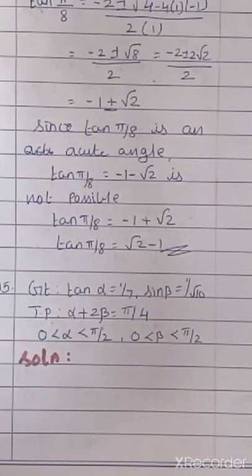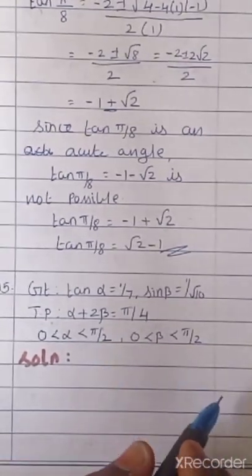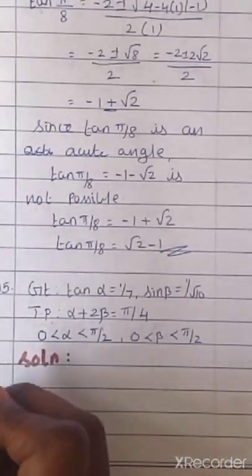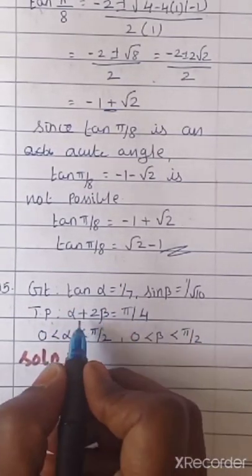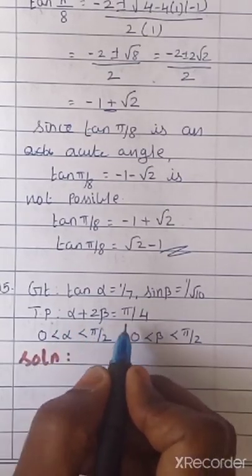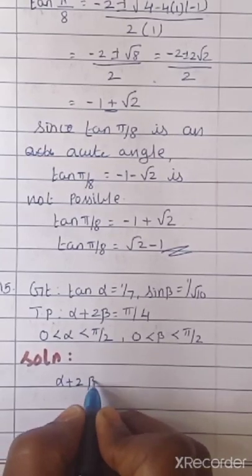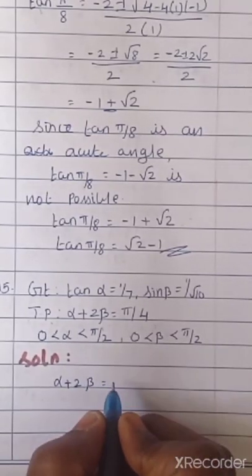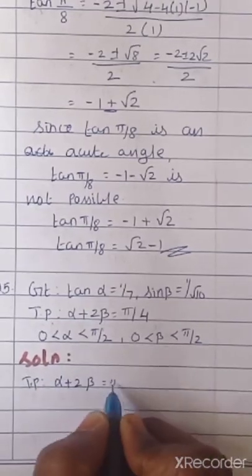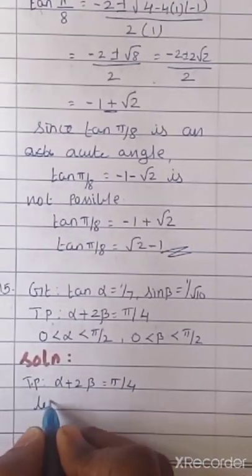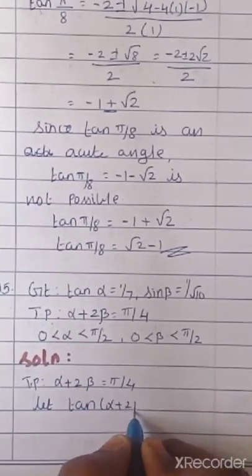Look at this, alpha beta lies in the first quadrant, right? So in the first quadrant all will be positive. First we can take what is given, tan alpha equal to 1 by 7. What we want to prove is alpha plus 2 beta equal to pi by 4. So let us take tan of alpha plus 2 beta.